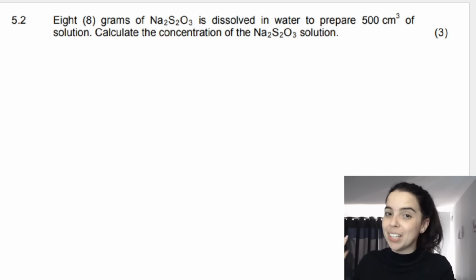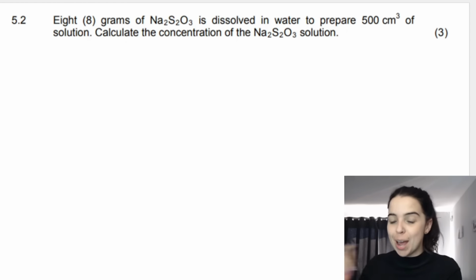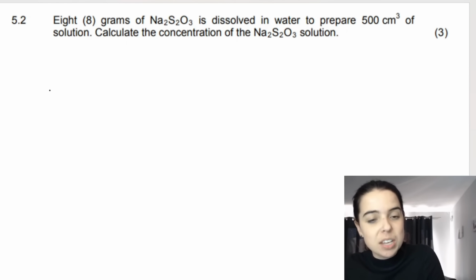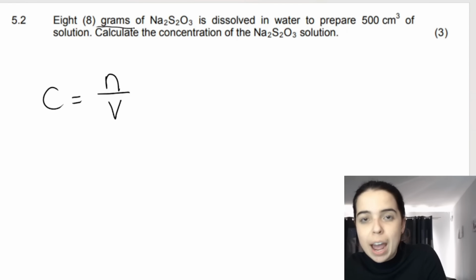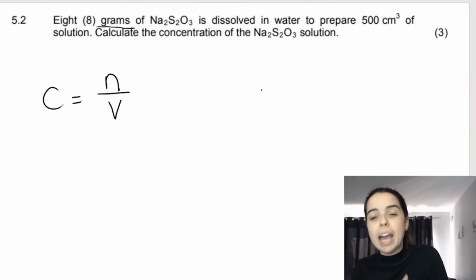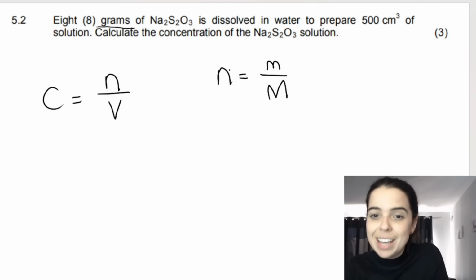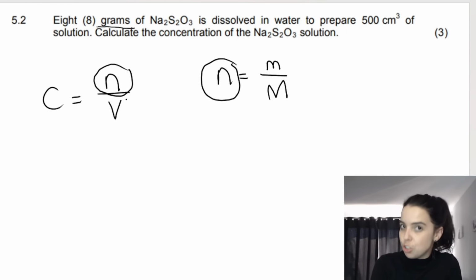5.2 actually wants us to calculate the concentration of a solution, but they give us mass in grams. So if you look at that formula that I was just speaking to you about, C is equal to n over V, you'll see that I need the moles. But over here, I'm not giving you moles, I'm giving you grams, which is mass. So one thing that you can do is you can use this formula, number of moles is equal to mass divided by molar mass, to first get the number of moles. Then once we have the number of moles, we can divide it by our volume, which will give us concentration.